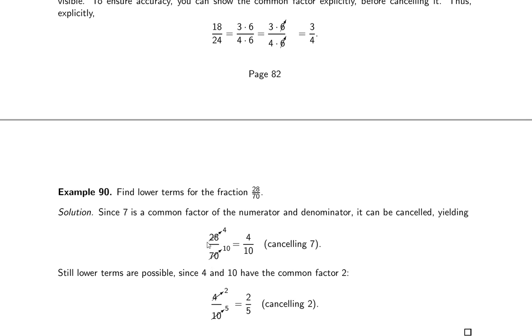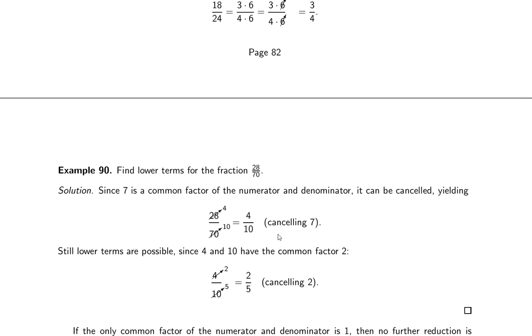Okay, how about this one? 28 over 70. So yeah, we can do this in 2 steps. So for example, if you notice that 7 is a common factor in the top and the bottom. So if you cancel 7, so 28 divided by 7 is 4. 70 divided by 7 is 10. Okay, so we've simplified 28/70ths. But is it in lowest terms?